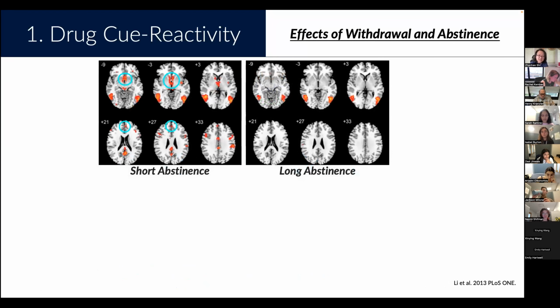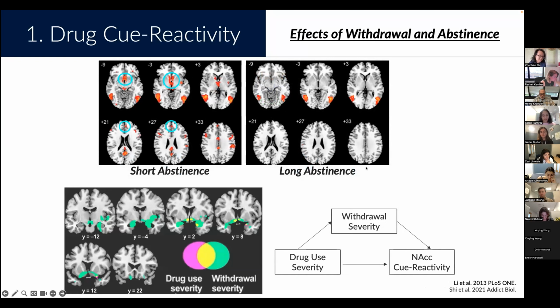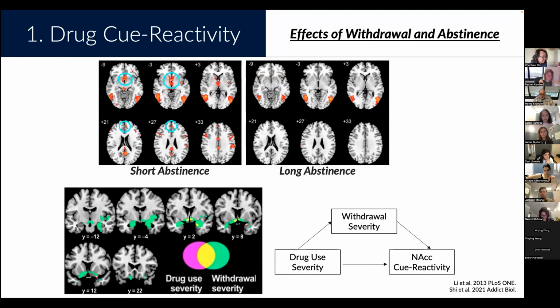So several factors can affect Cue-Reactivity, including withdrawal and abstinence. In this study, they only found Cue-Reactivity in the ventral striatum and the medial prefrontal cortex after a short period of abstinence, but not after a long period of abstinence. And also our own study found that there's a correlation between withdrawal severity and Cue-Reactivity. If you have more severe withdrawal symptoms, or if you have had more severe drug use in the past, you tend to have higher Cue-Reactivity in the ventral striatum and the amygdala.